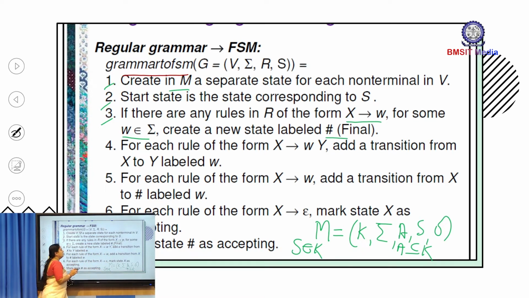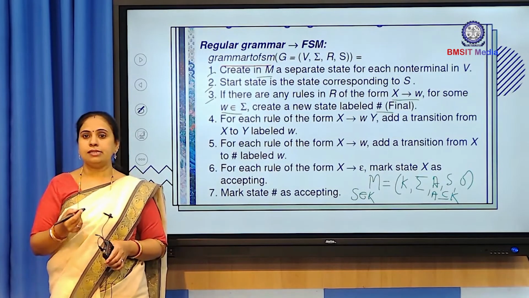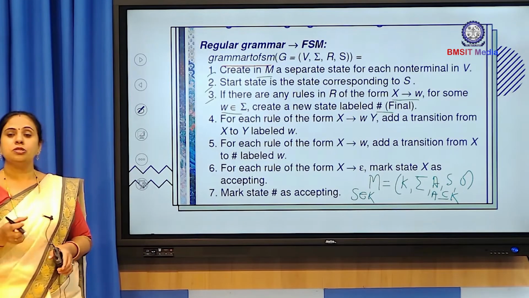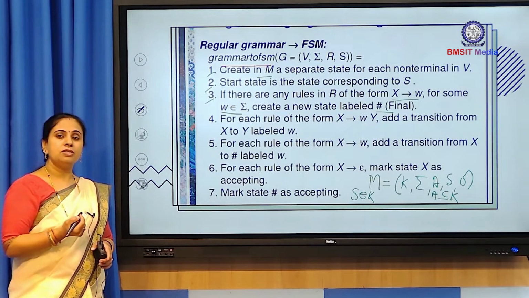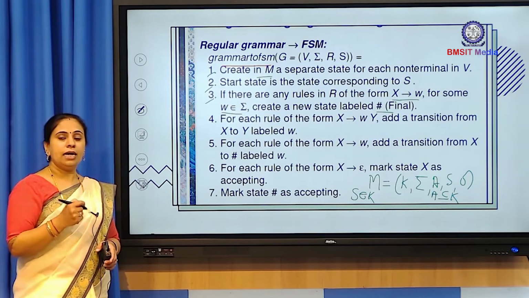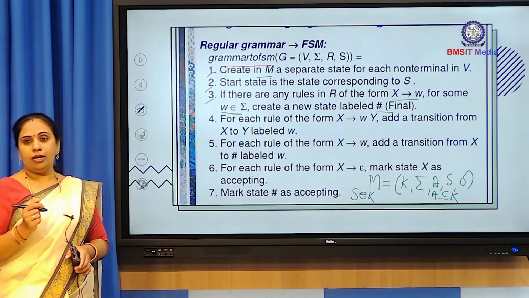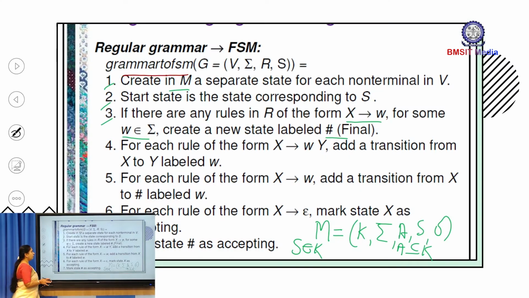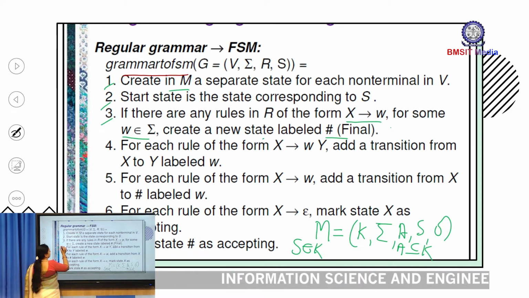This is important. The meaning of step 3 is that in order to recognize any string which belongs to the language, the string can be identified in the finite state machine only when the machine halts in the final state. So when we have this kind of production, it is very obvious that we need to create one new state and we can label it as hash. Here hash is just the author's convention to indicate that it is a final state. So this is step 3.